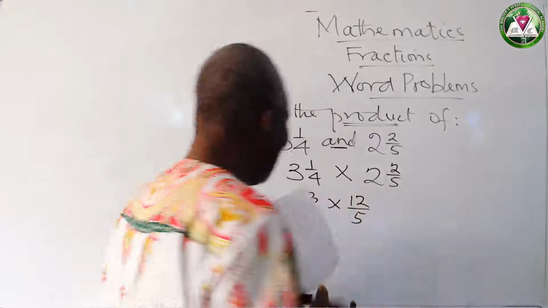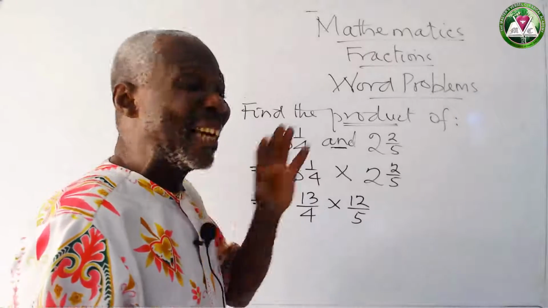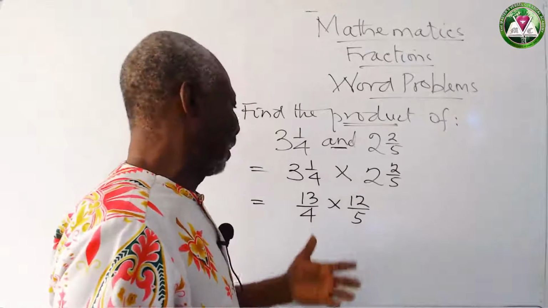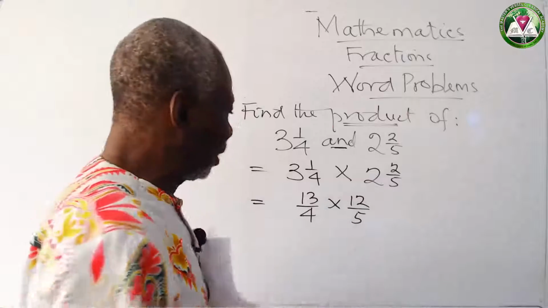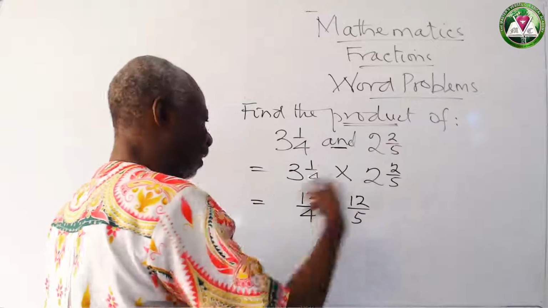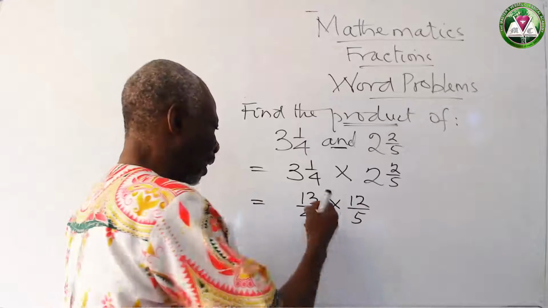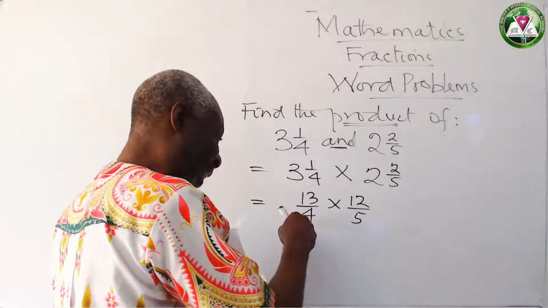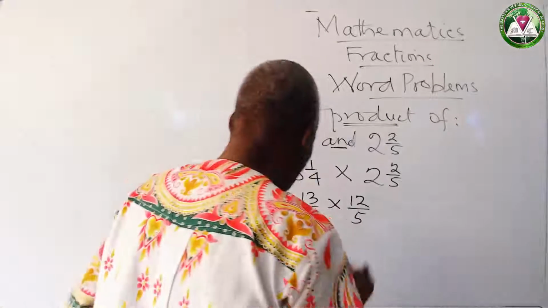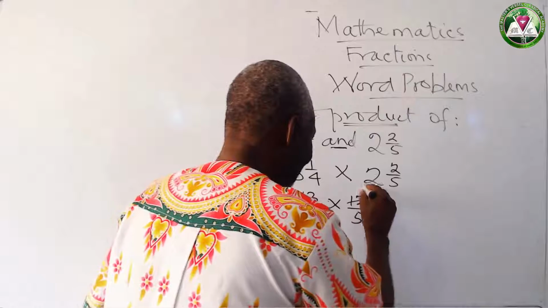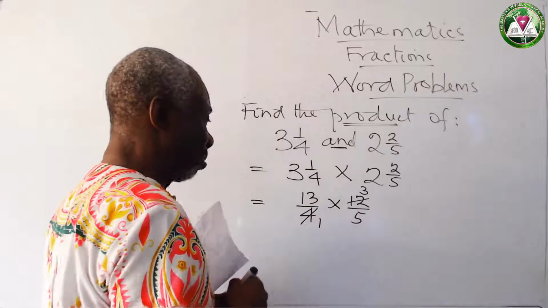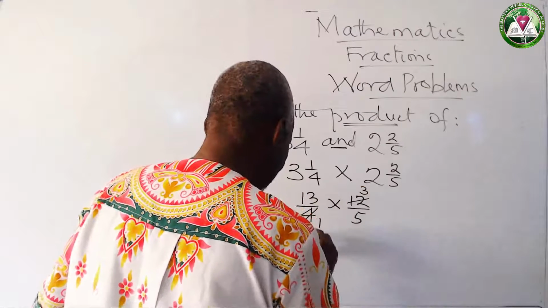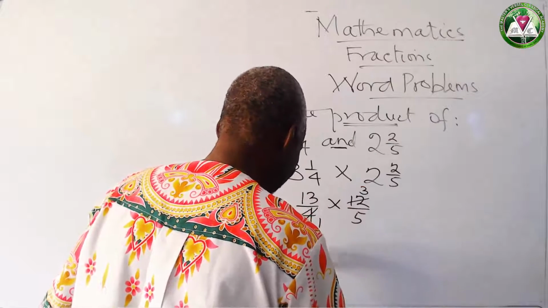That's what we have. Then we look and see, are there any numbers in the numerator that can easily go into some numbers in the denominator, or numbers in the denominator going into those in the numerator? Let's see. Can 5 divide 12? No. Can 5 divide 13? No. Okay, let's come to 4. Can 4 divide 13? No, you must have a remainder. Can it divide 12? Yes. So 4 here, 1. 4 there, 3. Is there any other thing that can go? We look, nothing. So we multiply out. 13 by 3 is 39. 1 by 5 is 5.